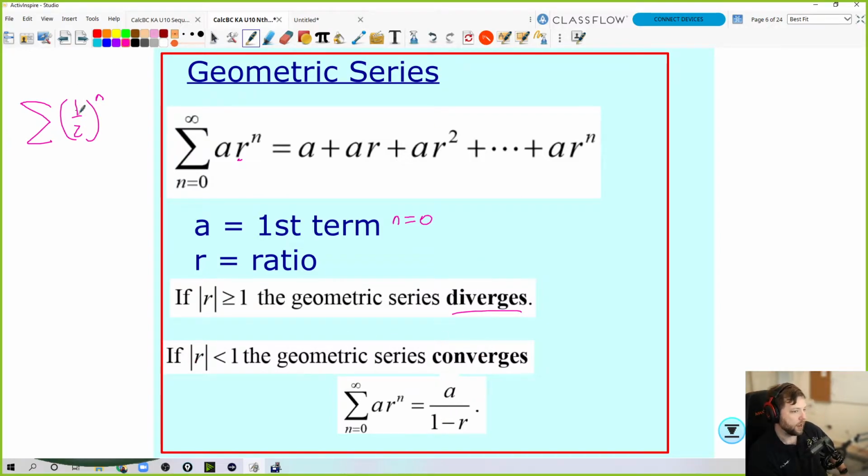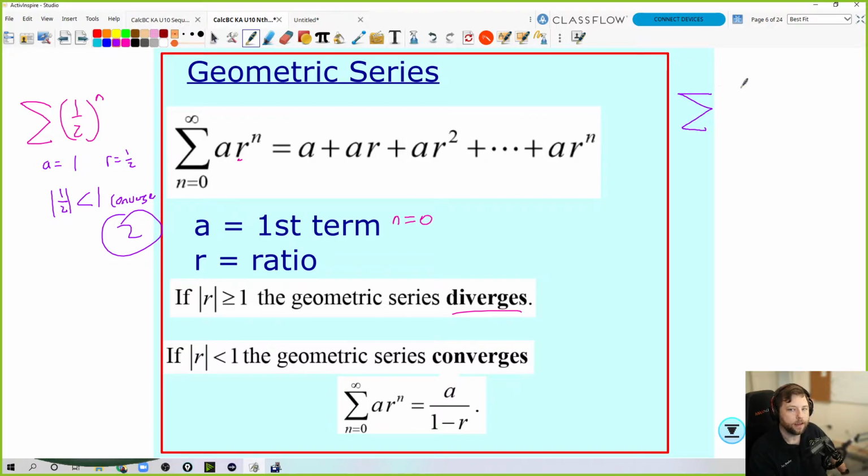So for example, when I had 1/2 to the nth power in that previous example, what's our r? Well, r is the 1/2. It's that ratio right here. Our a, there is no a. It's like an invisible a. It's like a 1, because 1 times that. So in this case right here, our r is 1/2. Since the absolute value of 1/2 is less than 1, it will converge. And as we saw when I did the math before, it converged to 2.